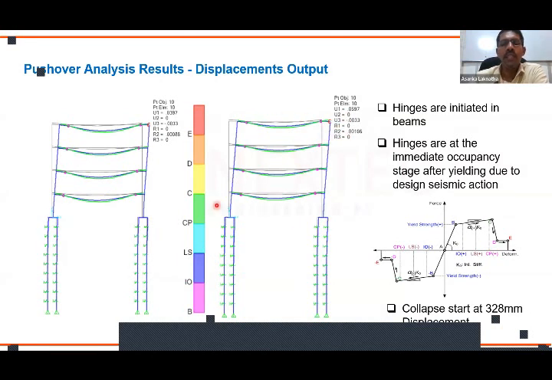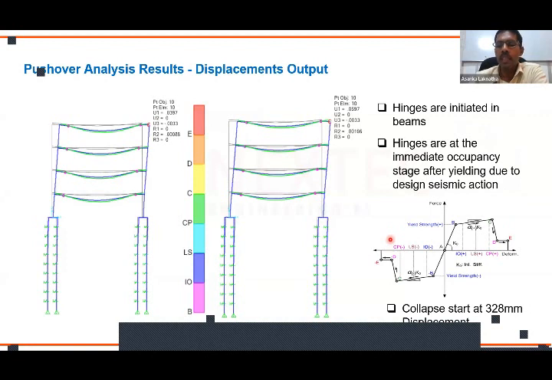So 50 millimeter was our displacement demand. When we applied the response spectrum to represent the earthquake force, the structure moved 50 millimeter. Now by pushover analysis, on the left side we have a displacement of 40 millimeter, and on the right side 60 millimeter displacement. In both scenarios the hinges are pink, which means they are at the immediate occupancy level. So hinges are initiated in the beam, and are at the immediate occupancy stage after yielding due to design seismic action.